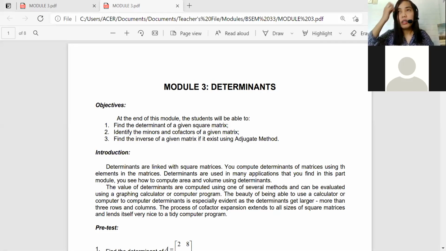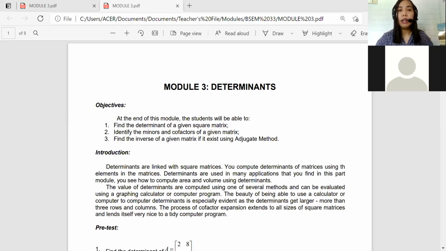So last time we already tackled how we are going to find the inverse of a given matrix, but using Gauss-Jordan elimination. But at this time, under determinants, we're going to use adjugate method, or we also call it adjoint method.